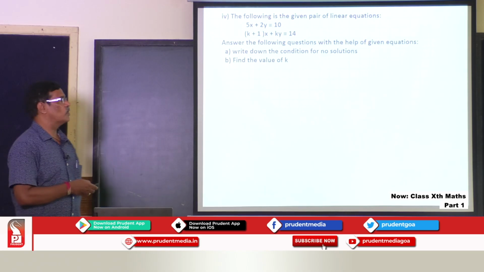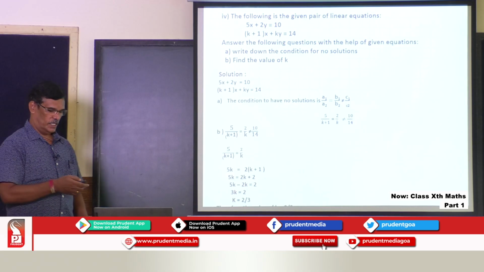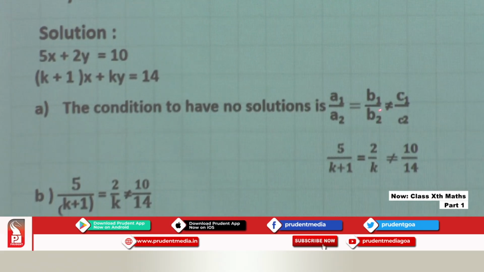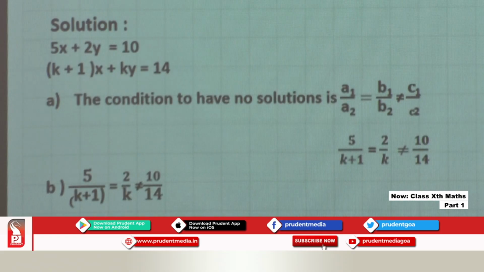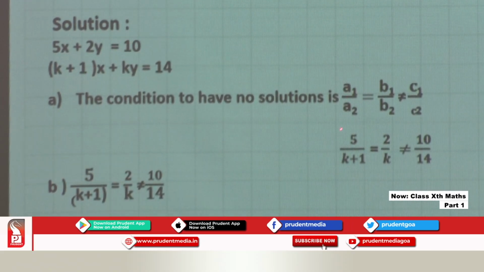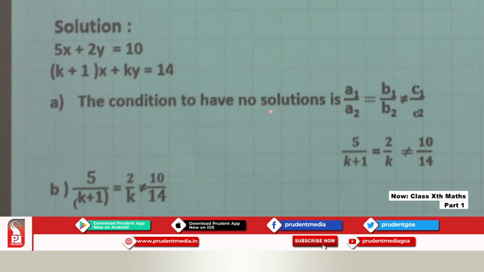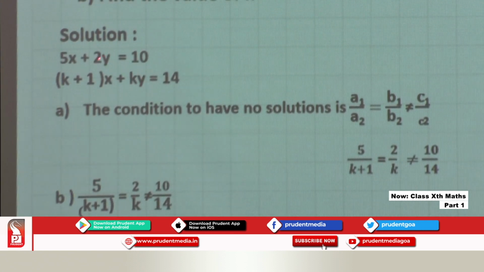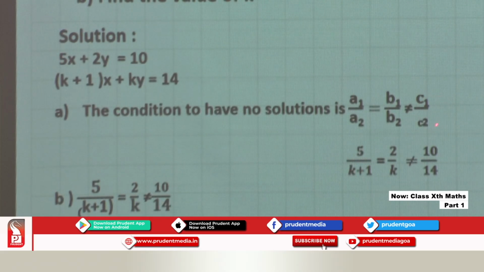Now let us go for the solution here. What is the condition again for no solution? Here is the condition: a1 upon a2 is equal to b1 upon b2 not equal to c1 upon c2. This is the condition for no solution. Let us substitute the values of a1 and a2. It is 5 upon k plus 1 is equal to the values of b1 and b2, that is 2 upon k, and the values of c1 and c2 are 10 and 14, so it is 10 upon 14.